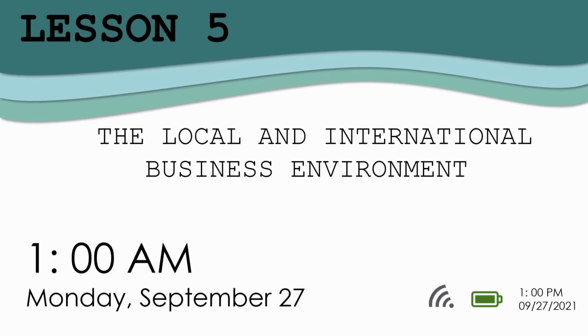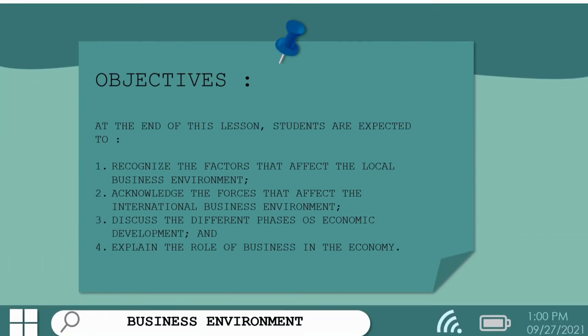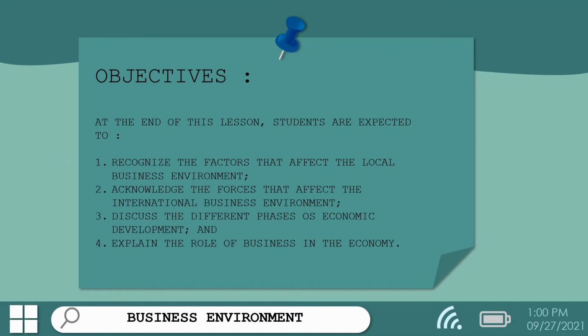And now, we will fly high to Lesson 5, the local and international business environment. As we move forward, these are the objectives for today. At the end of this lesson, students are expected to: 1. Recognize the factors that affect the local business environment. 2. Acknowledge the forces that affect the international business environment. 3. Discuss the different phases of economic development. And 4. Explain the role of business in the economy.